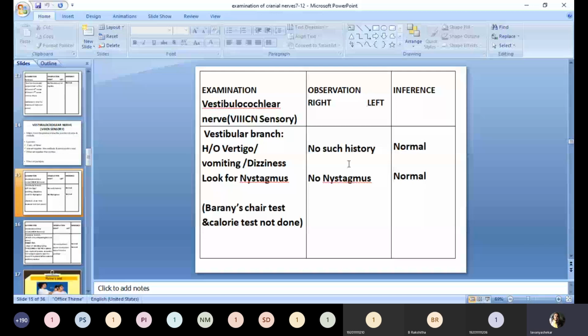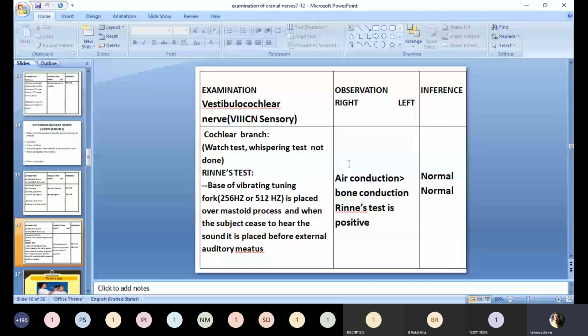To test the cochlear component of the 8th cranial nerve, we are doing Rinne's test and Weber's test. Also there is something called the watch test and whispering test, which we are not actually doing. In the watch test, we ask the subject to close his eyes and we stand behind the subject. We ask the subject to close one ear and slowly bring the watch from a distance. We observe when the patient is able to hear the ticking sound. We repeat the same thing on the other ear also.